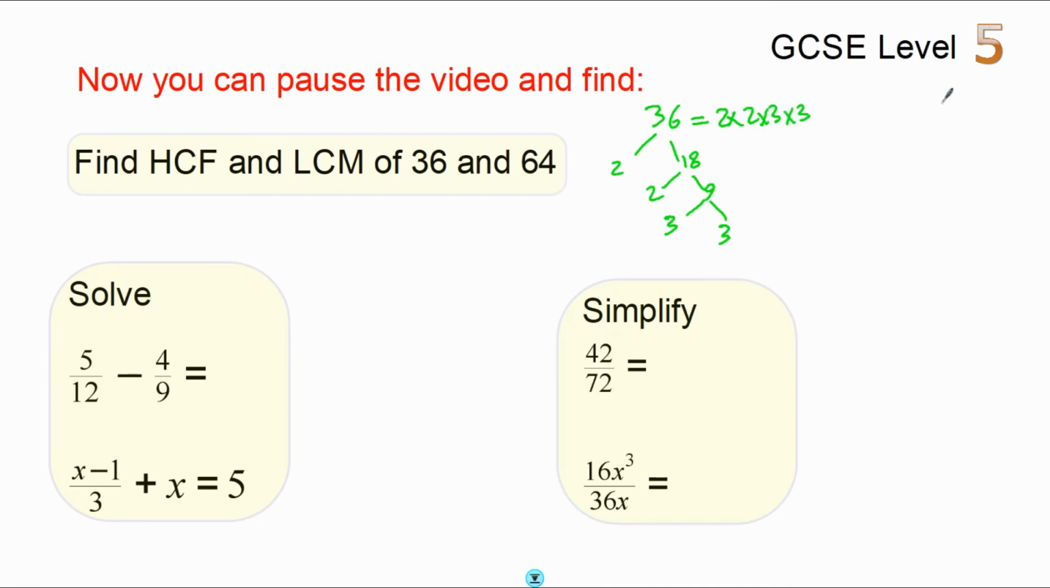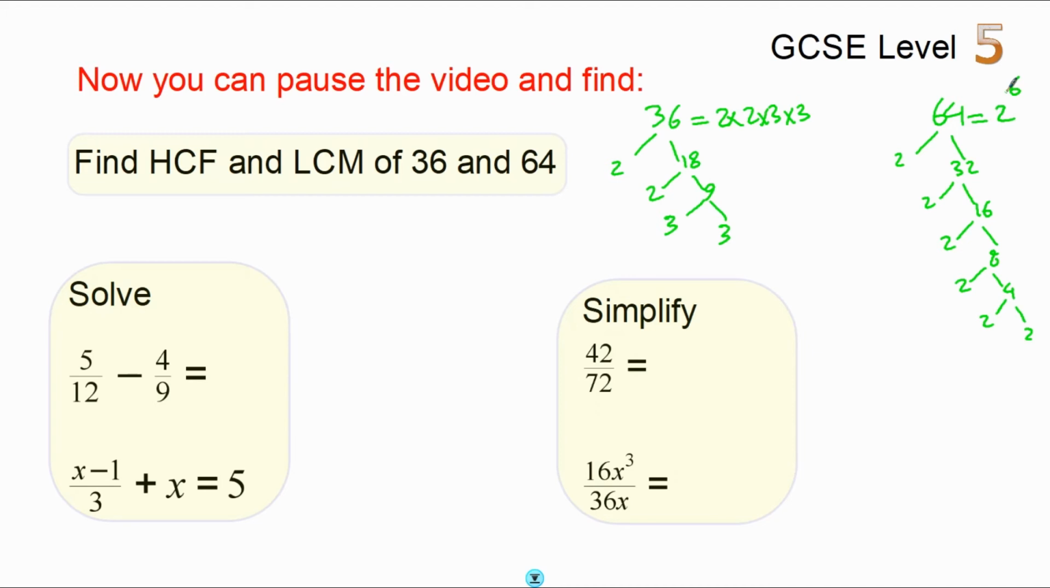And when we look at 64, we have, again, divided by 2 is 32, divided by 2 is 16, divided by 2 is 8, divided by 2 is 4, divided by 2 is 2. So 64 is 2 times 2 times 2 times 2 times 2 times 2, which is basically 2 to the power of 6.